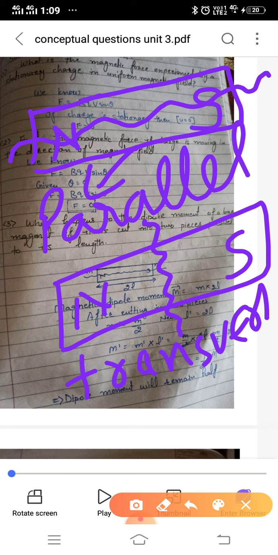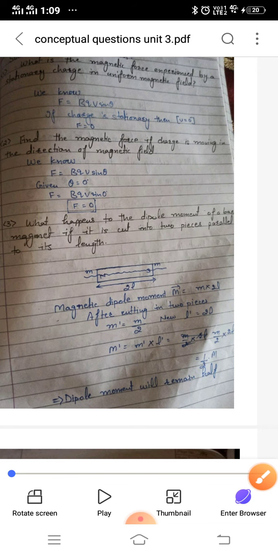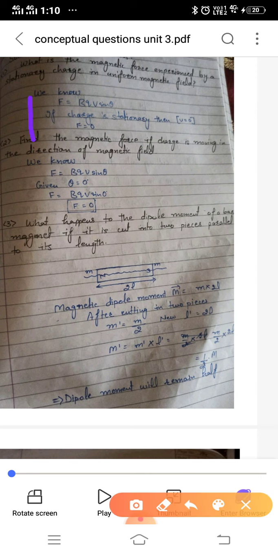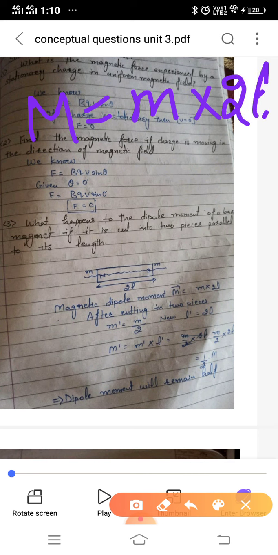Get it? So first we will do parallel, that is, when we cut it in parallel, then what will happen? Students, you know that magnetic dipole moment is denoted by capital M. Okay, and capital M is equal to small m, means pole strength, multiplied by 2L. This is magnetic dipole moment.